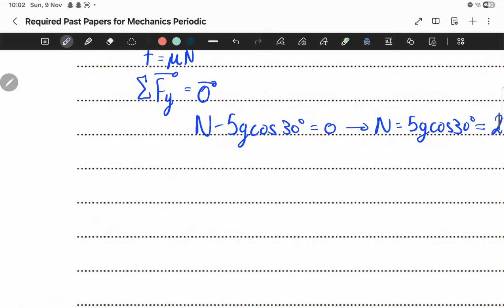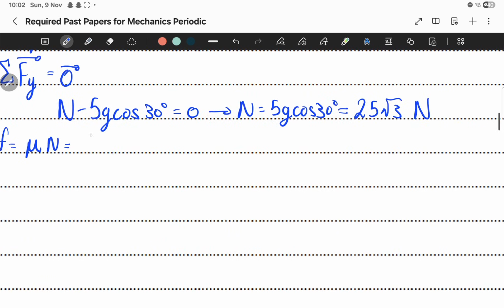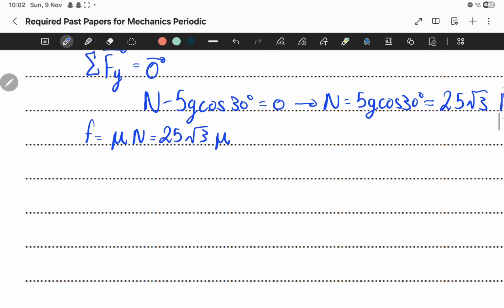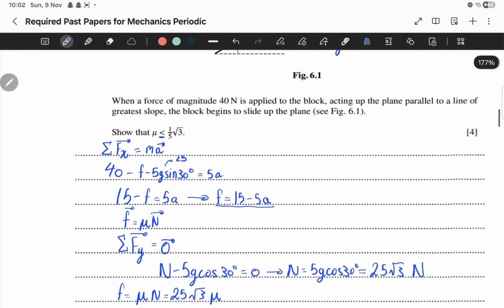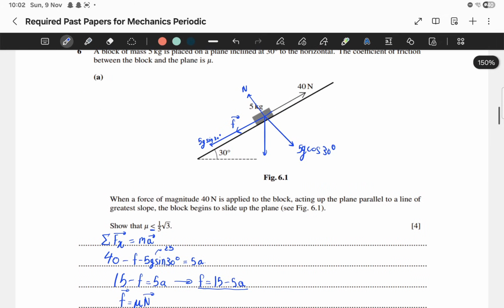So now you can write that F is equal to mu N. So this is equal to 25 radical 3 mu. Moving on, we can show now that since the block is sliding up the plane, this force, this 40 newtons, has to be greater than the force of resistance. So 40 has to be greater than the force of resistance.